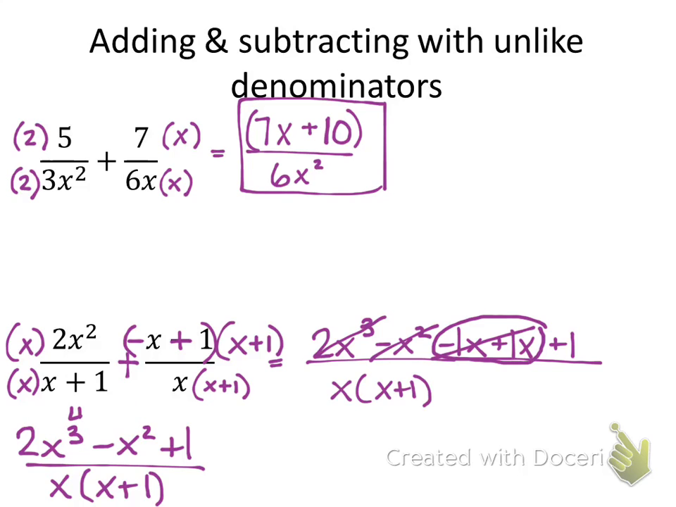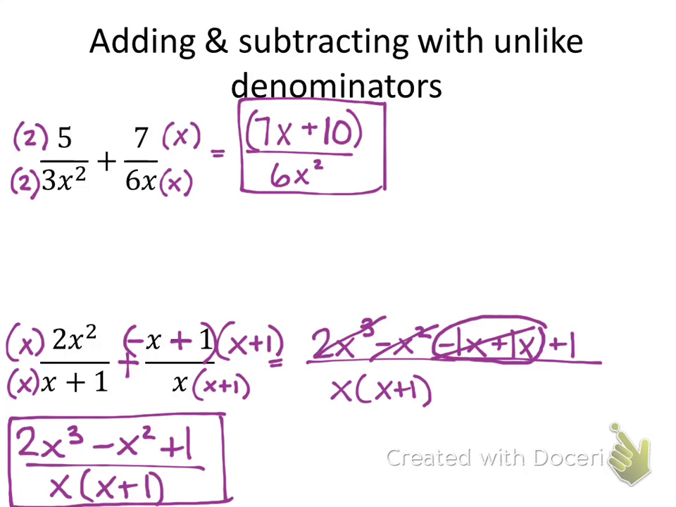Now, if this was a 4 and this was a 2, then yes, I could factor it because it's exactly half. But it is not. It's a 3. So this is my final answer. There's nothing I can do to simplify this problem any farther, okay? So this is how you add and subtract with like and unlike denominators.